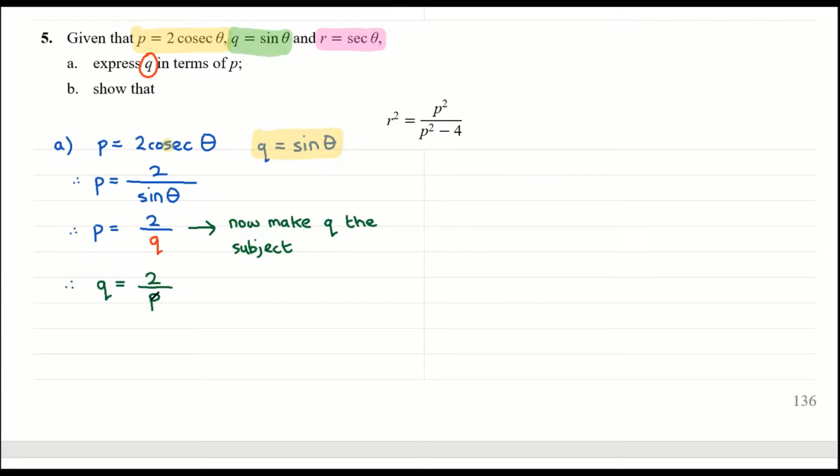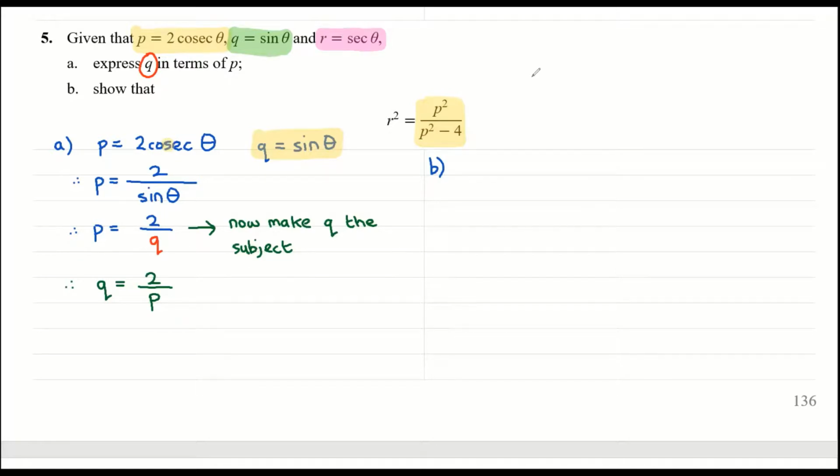Now for part B, we have a show that. Now there's a few things to consider here. Now we have, once again, it's not an identity, but we have a rather complex looking right-hand side in this equation, okay, or this formula. So maybe if we start with the right-hand side, and if we can show that's equal to r squared, that would be really good. So if we just put a summary of some information that we already know.